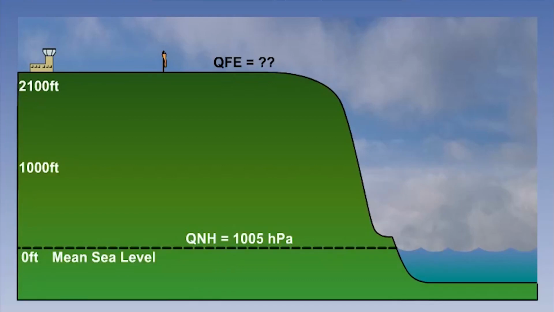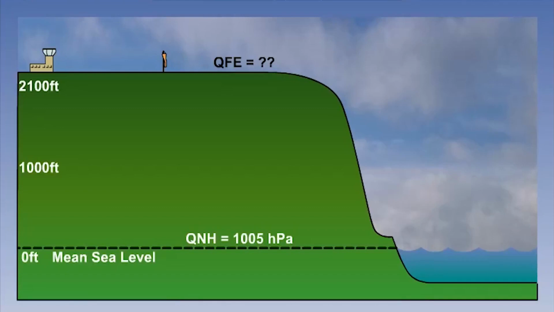Let's try another example. Let's say an airfield 2,100 feet above mean sea level has a QNH pressure of 1005. What will the QFE be? Since the QFE is the airfield pressure, and the airfield is above mean sea level, then we know QFE will have a lower value than the QNH.